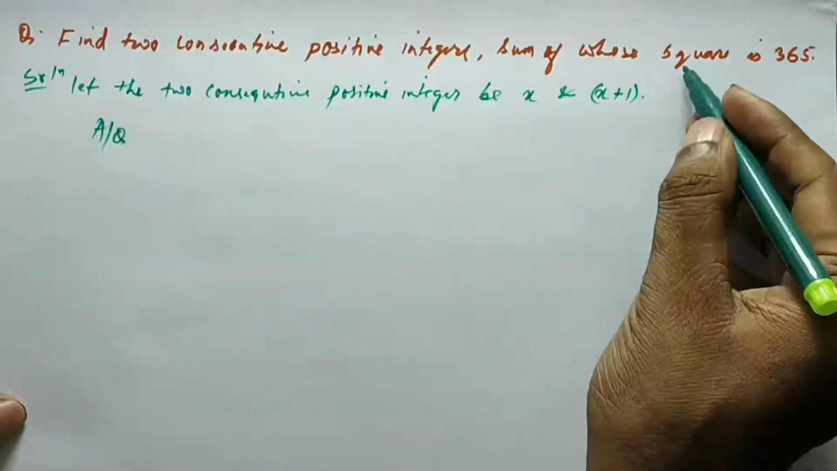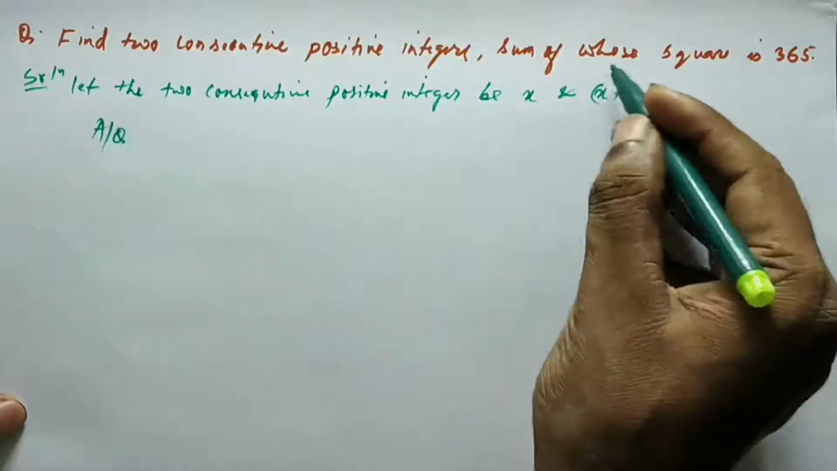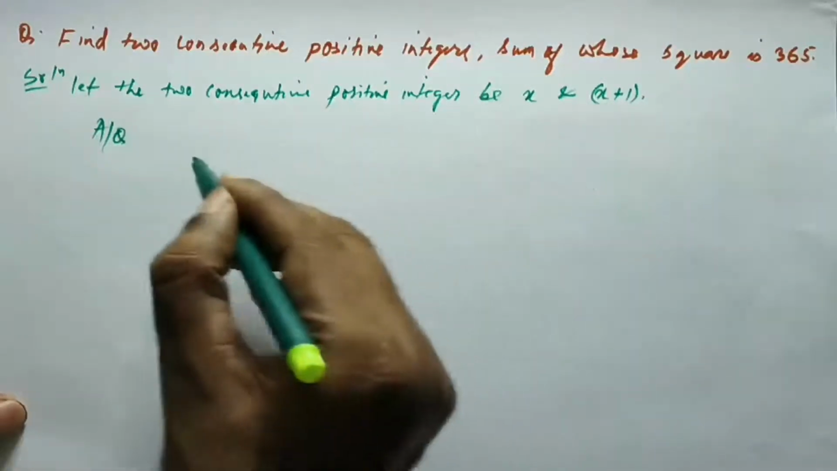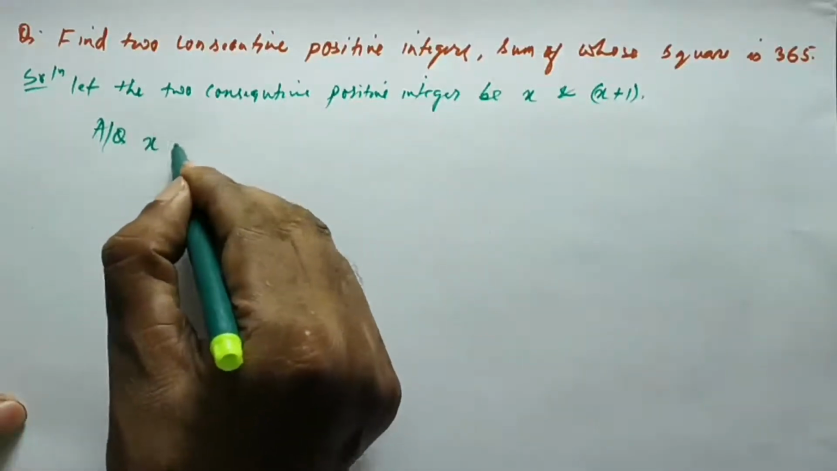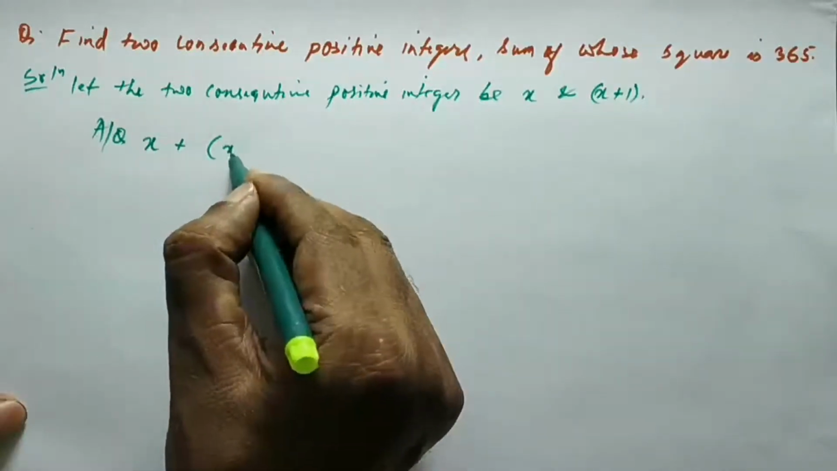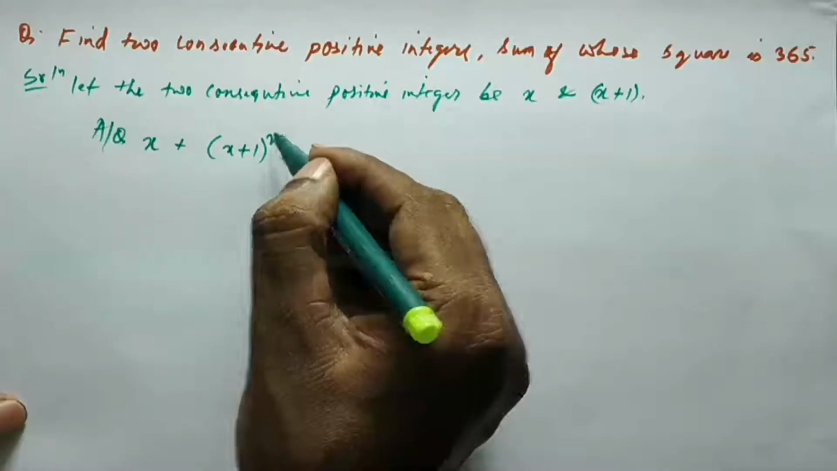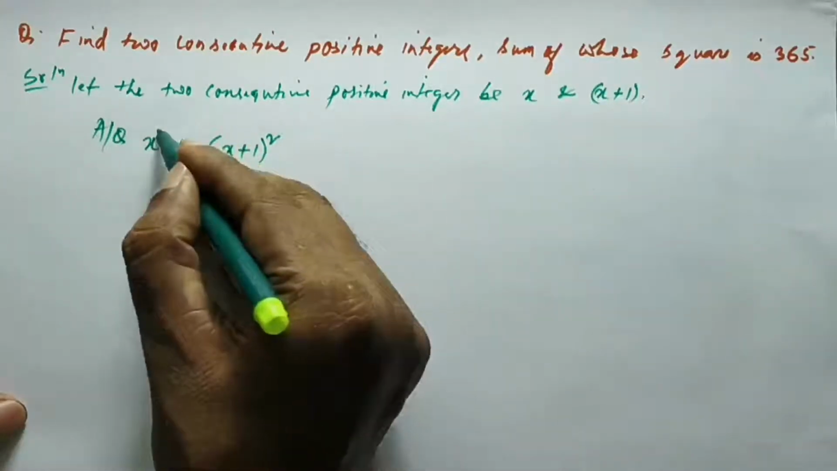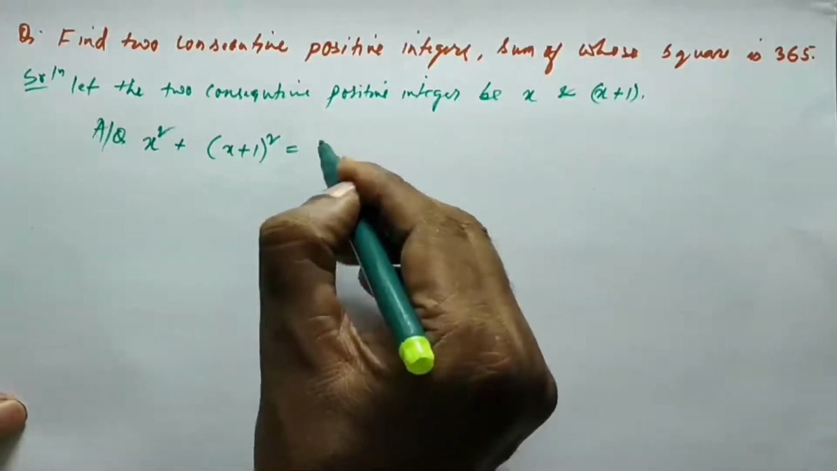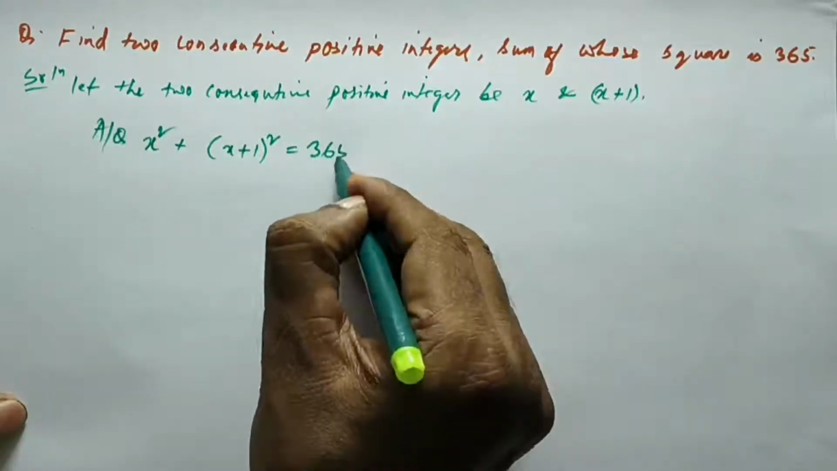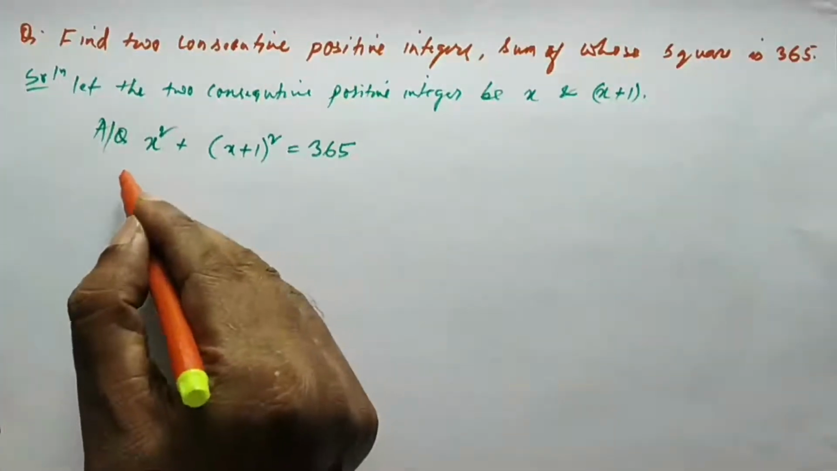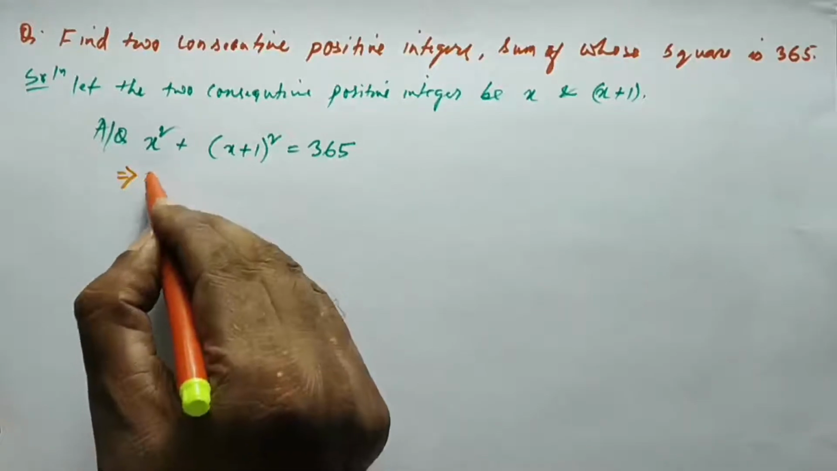Sum of whose square? Sum. Let us think about sum. So sum of these two, it will be x square plus (x plus 1) square is equal to 365. Now let us break this.